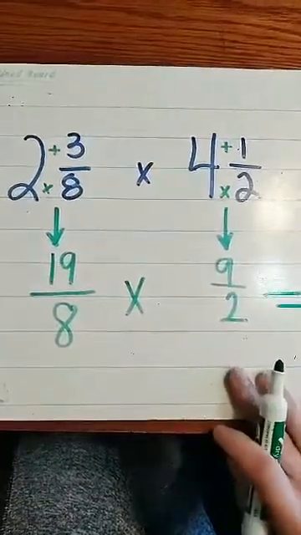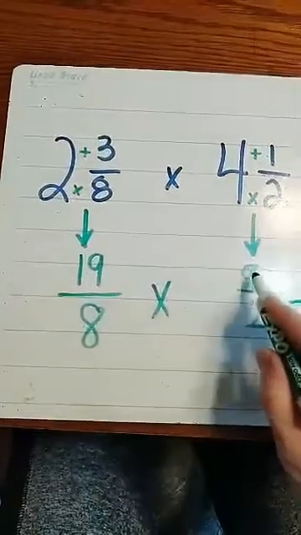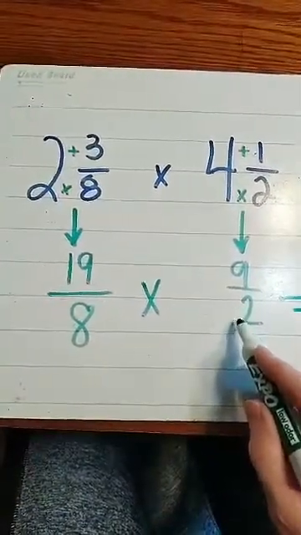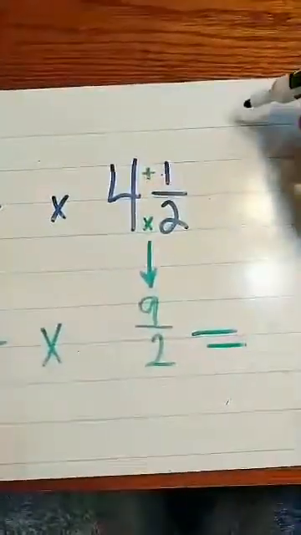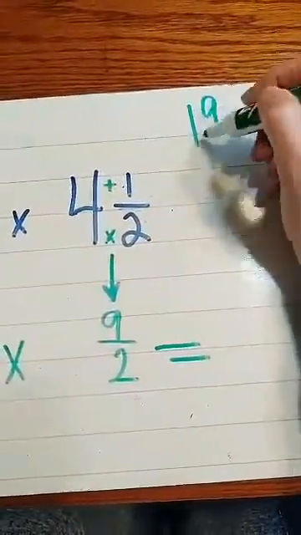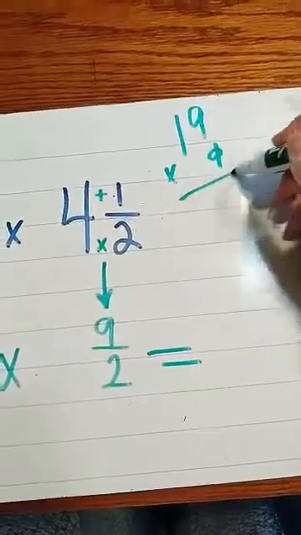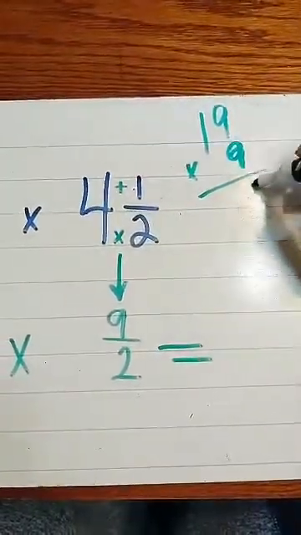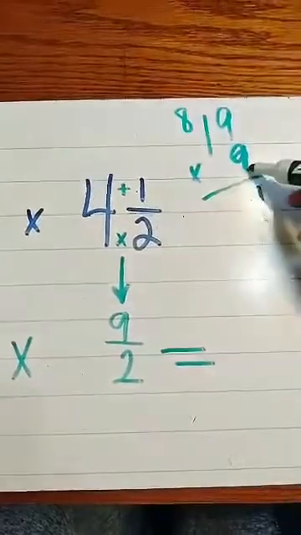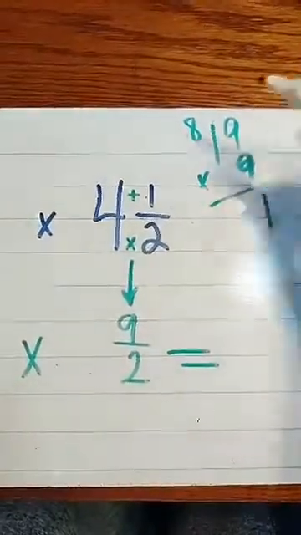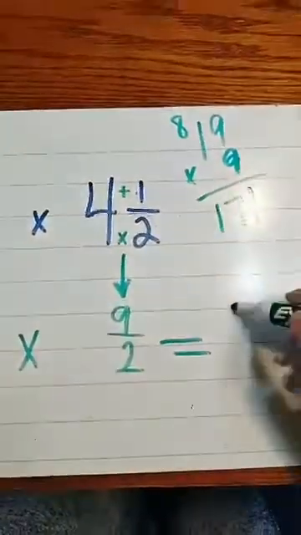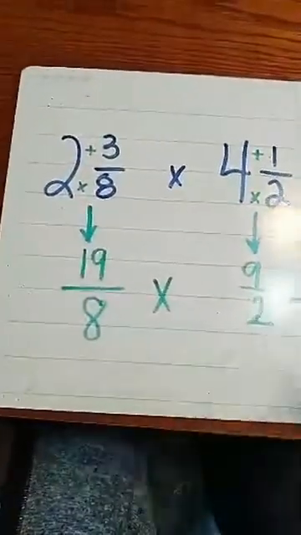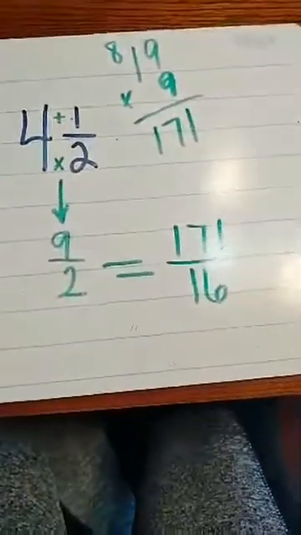Remember, when we multiply fractions, we multiply the numerators, we multiply the denominators, and those become our new numerators and denominators. Okay, so I have 19 times 9, and I don't know that right offhand, guys, so I'm going to work that. I didn't realize I'd given myself a problem. I had to do that. 9 times 9, 81. 9 times 1, 9 plus 8, 17, 171, and 2 times 8, 16.